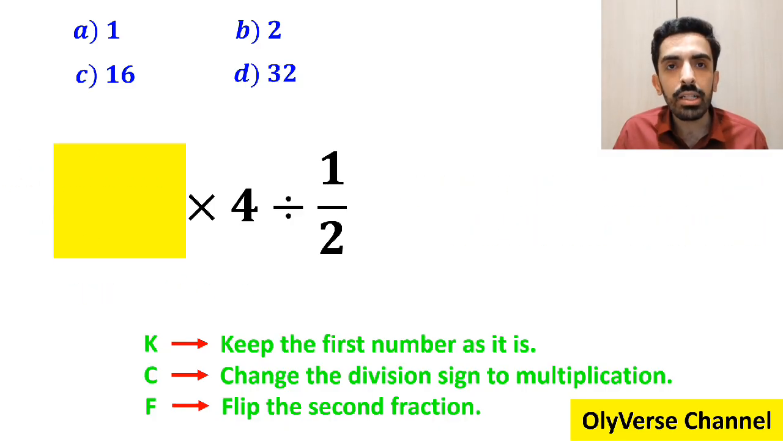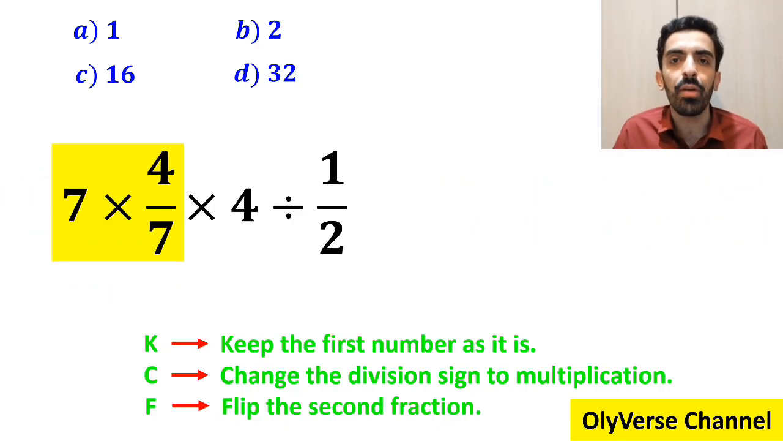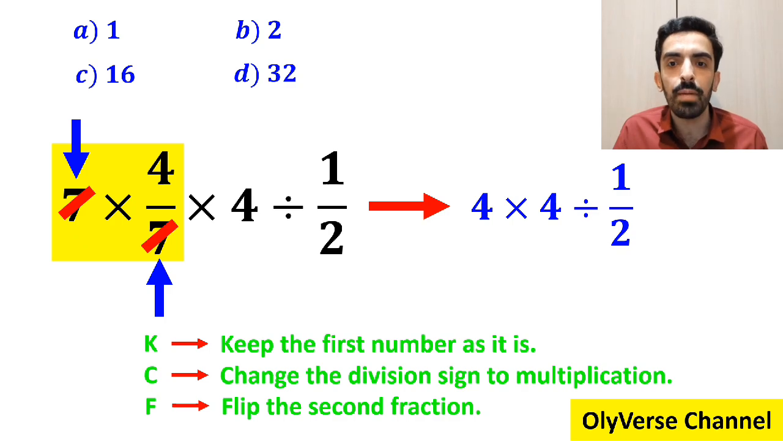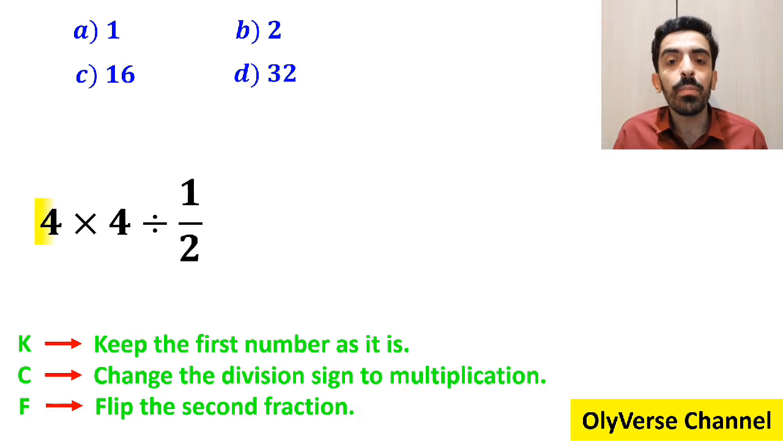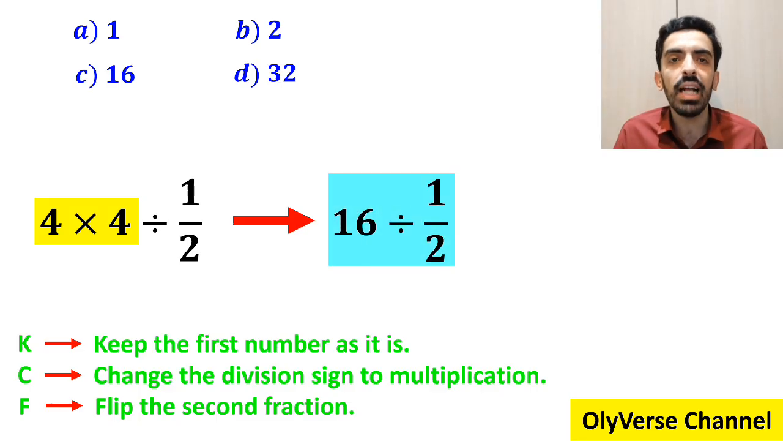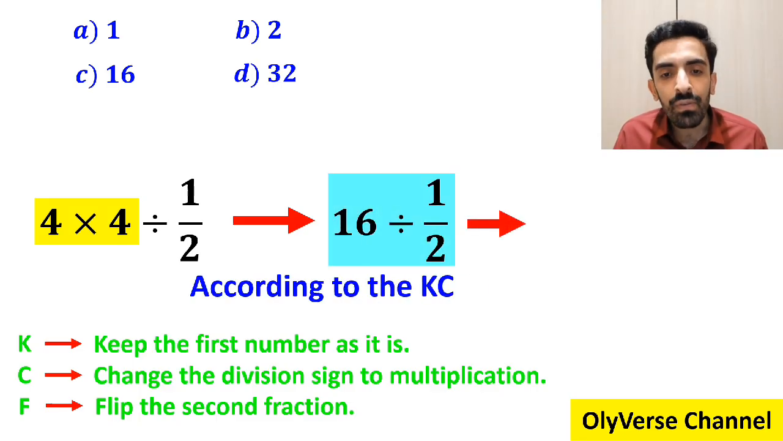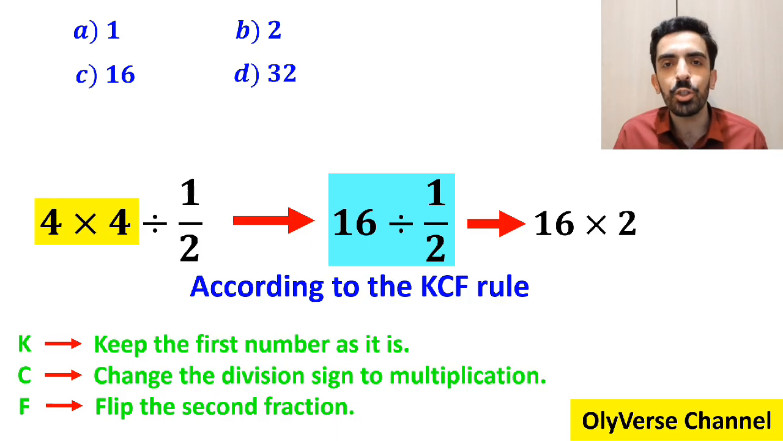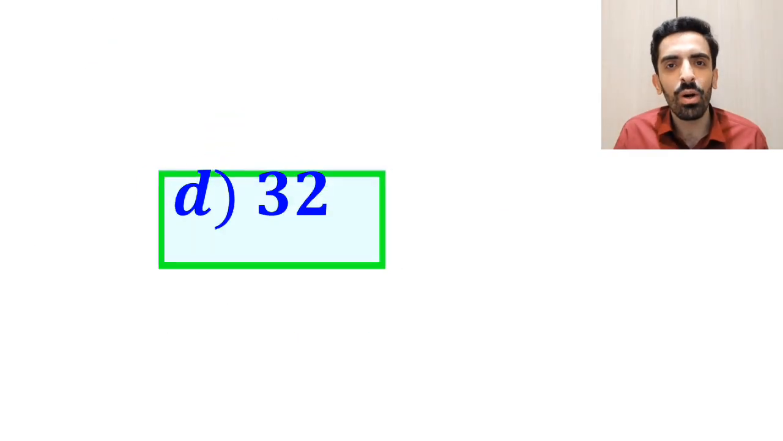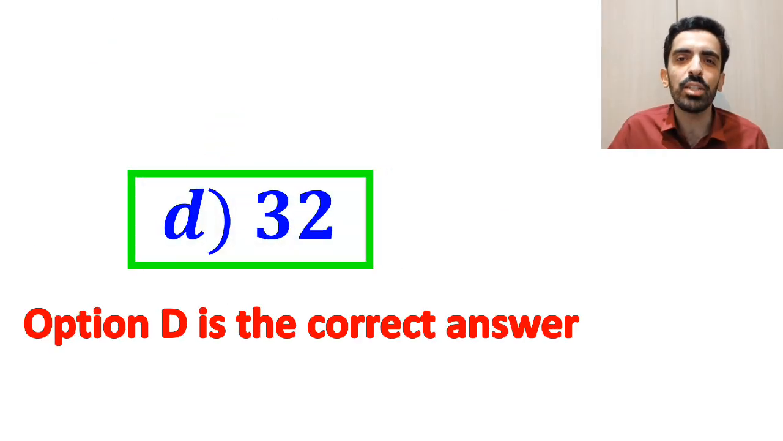So, we remove the highlighted part and replace it with 7 multiplied by 4 over 7. Now, the two 7's can be simplified and we can write this expression as 4 times 4 divided by 1 over 2. In the next step, we do the multiplication between the 4's, which simplifies it to 16 divided by 1 over 2. And for the part which I have highlighted in blue, according to the KCF rule, we write it as 16 times 2, which results in the final answer 32. Therefore, option D is the correct answer to this question.